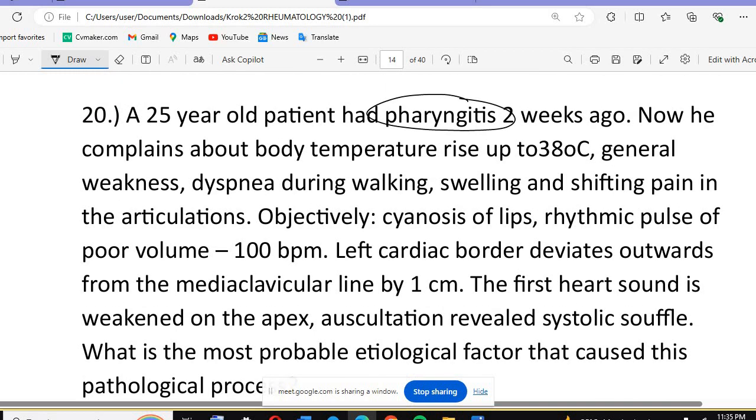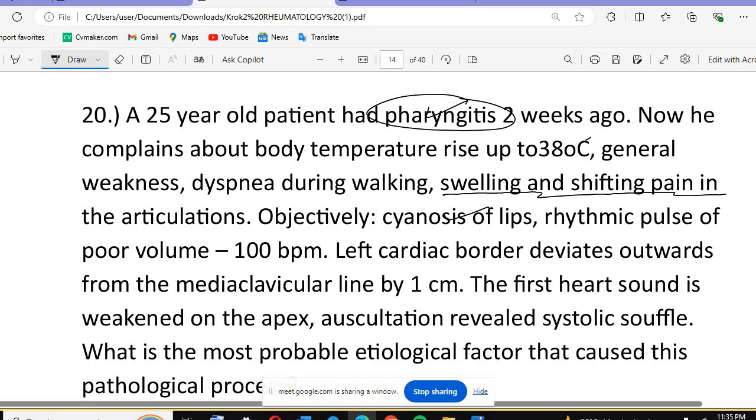Here you can see the history of pharyngitis. The patient has a rise in body temperature, general weakness, dyspnea during walking, and swelling and shifting pain in the articulations. It means the patient has migratory joint pain. Objectively, there is cyanosis of the lips.